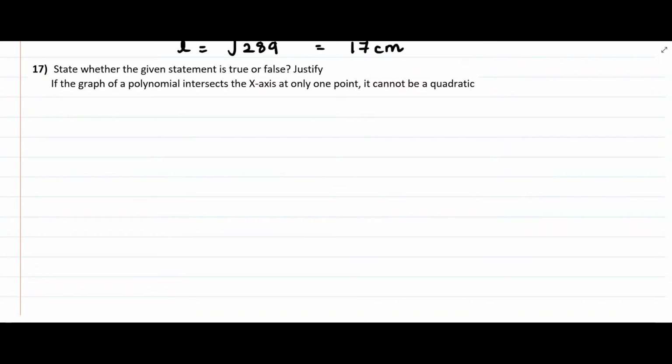We'll move on to the 17th question. State whether the given statement is true or false. Justify. If the graph of a polynomial intersects the x-axis at only one point, it cannot be quadratic. Okay. The graph can intersect the x-axis at one point or 2 points or at no point at all. Still, it can be quadratic. So if it intersects at one point, it means it has one zero. So definitely intersecting at one point can be a quadratic, and this statement is false.